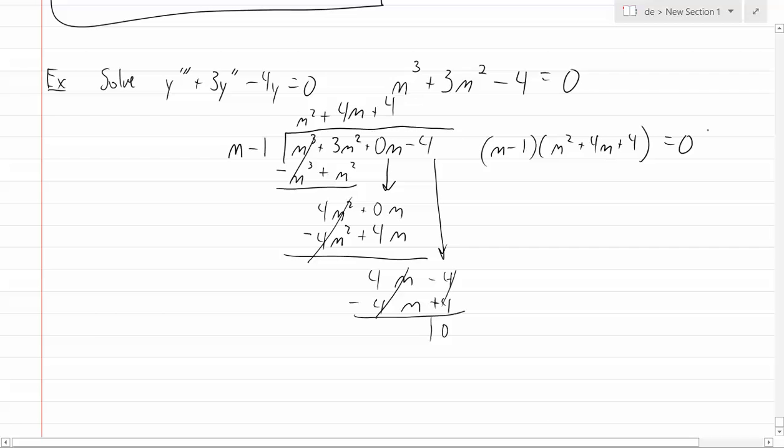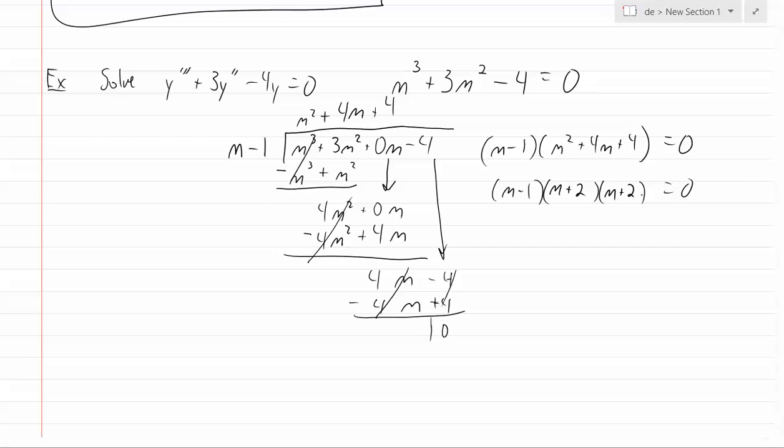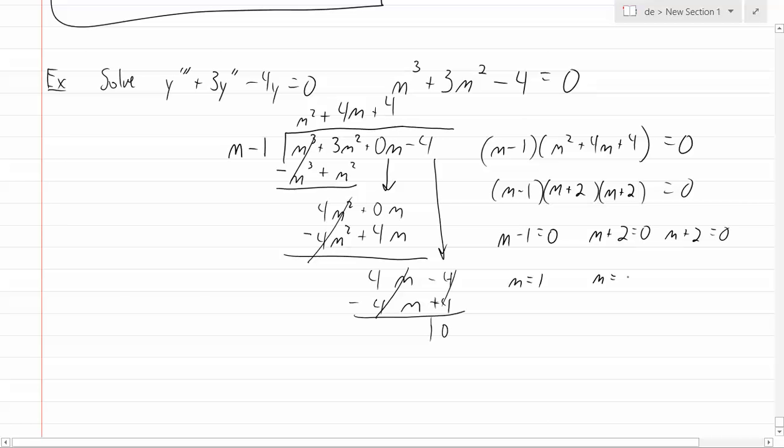Now m squared plus 4m plus 4, how does that factor? Does it factor? m plus 2, m plus 2, right? Gives you a positive 4m in the middle and gives you a positive 4 when you multiply the 2's together. Alright, so what are our solutions then? We have m minus 1 equals 0, and then a repeated solution of m plus 2 equals 0. So m equals 1, m equals negative 2, m equals negative 2.